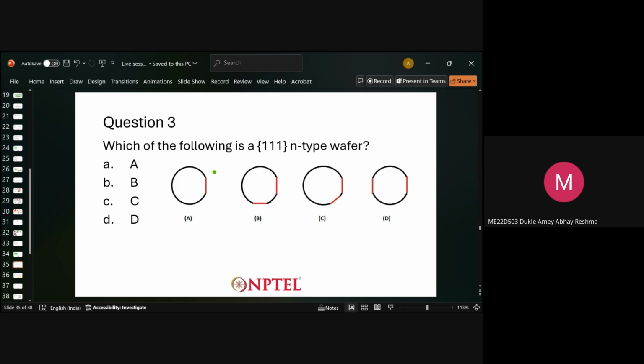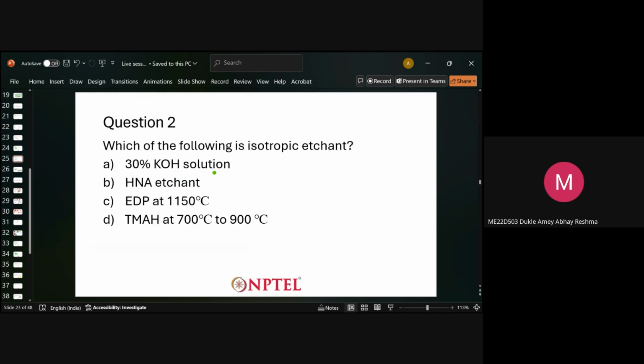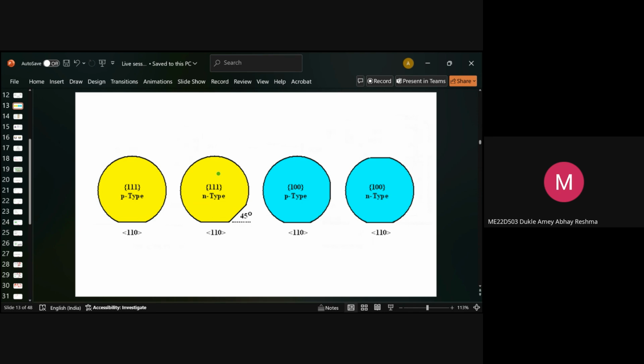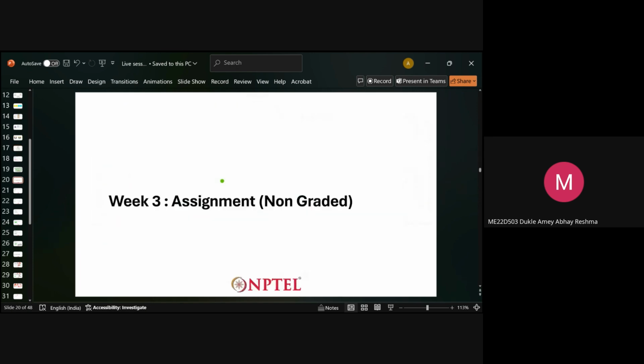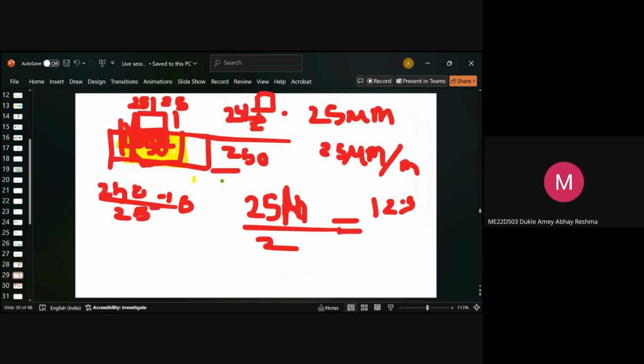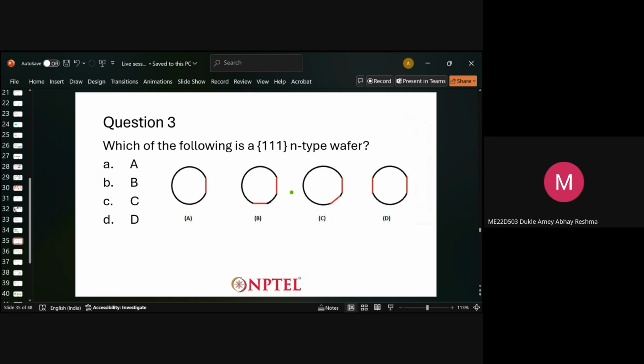Thanks for correcting me. So now here you have: which of the following is a 111 N type wafer, A, B, C, or D? I had shown you the figure previously at the start. So what is N type 111? You just look into it, and then we'll move to the answers. N type 111 is the one with 45 degrees.